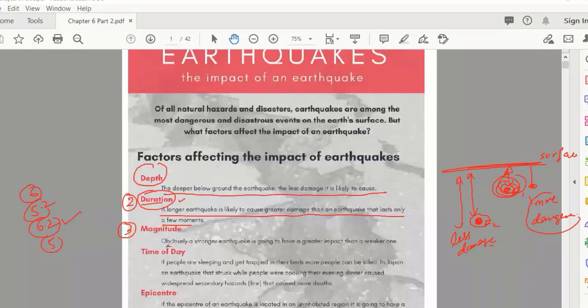Obviously, a stronger earthquake is going to have a greater impact than a weaker one. For example, if you have an earthquake with magnitude 5, and another earthquake with magnitude 7, the second is more dangerous and the first is less dangerous. So that is the magnitude. If the magnitude is higher, it will be more dangerous.